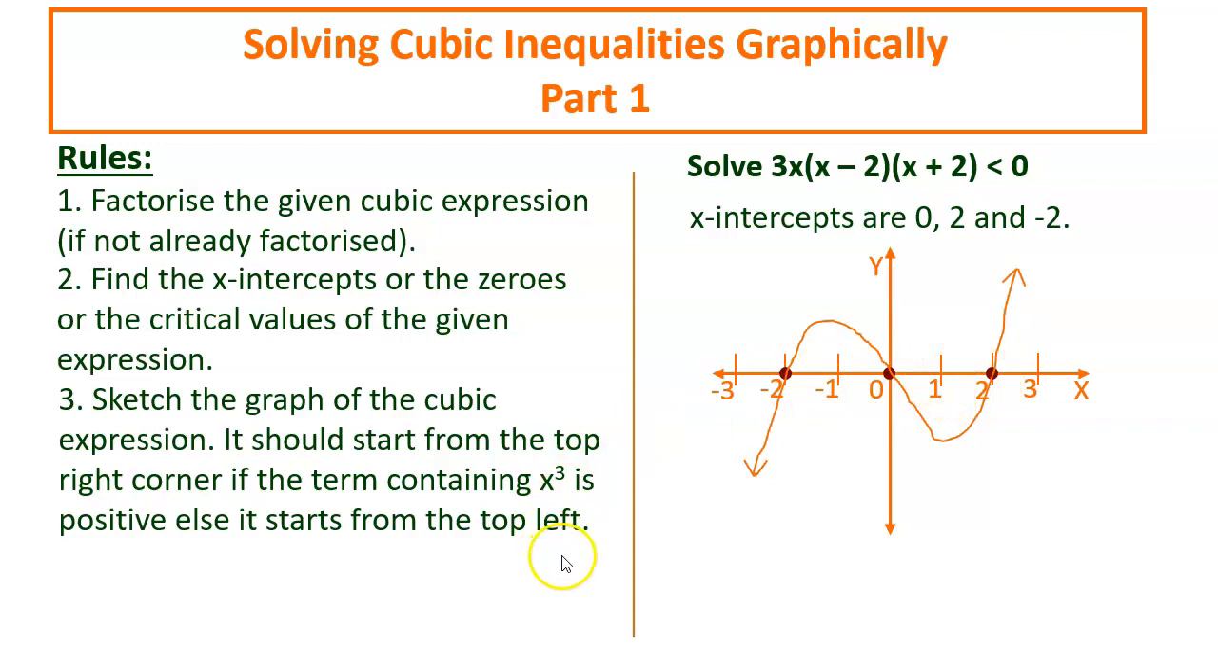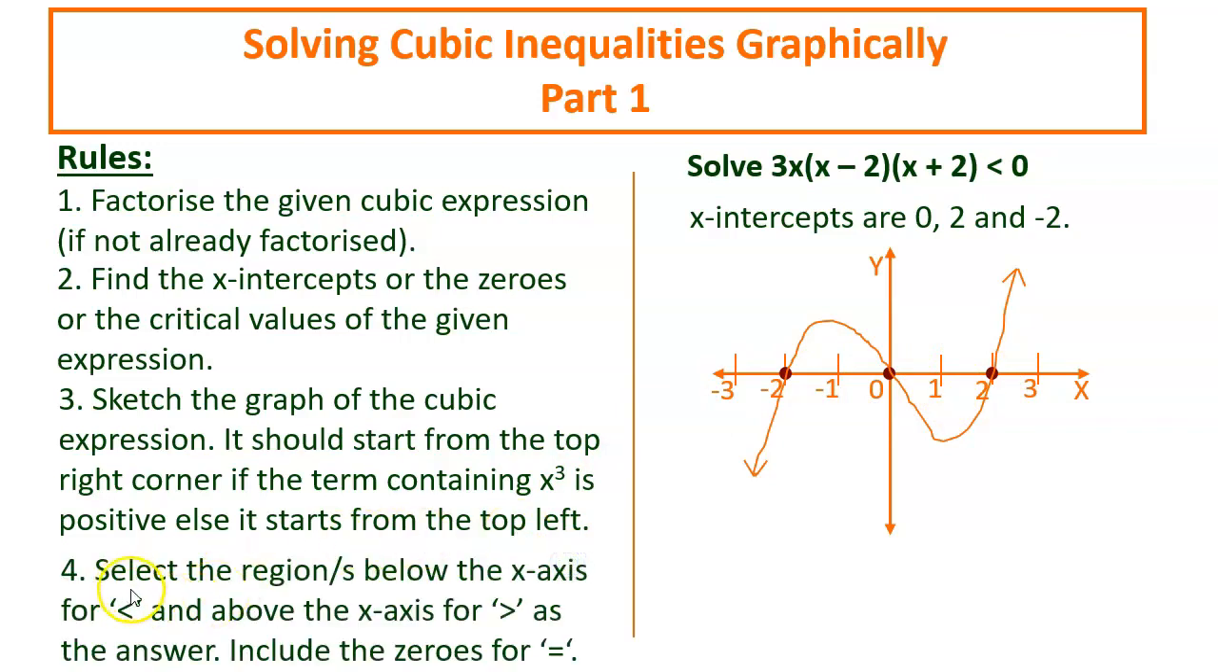Now coming to rule number 4. Select the region or regions below the x-axis for less than and above the x-axis for greater than as the answer and include the zeros for equality sign. If the equality sign is included in the given question, then you take the x-intercepts or the zeros, otherwise not. In this question, we do not have any equality sign included in the given inequality, so we will not be taking the x-intercepts. Those will not be included in the solution set of x.